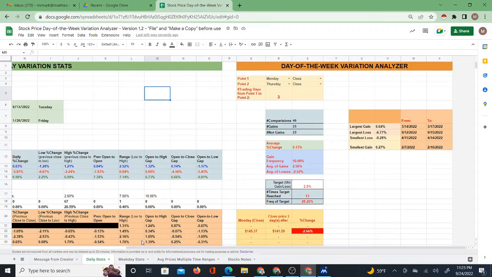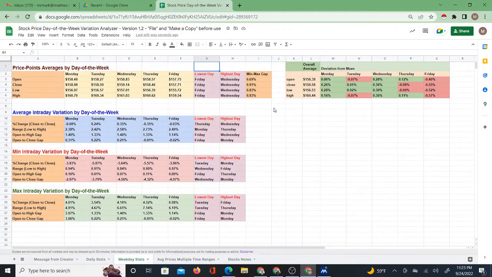And then I also have another sheet where we're going to look at the average prices on different days of the week and get to see how the average price on a particular day can actually be lower than the average price on another day of the week for a stock. And we can talk about what that actually could mean potentially.